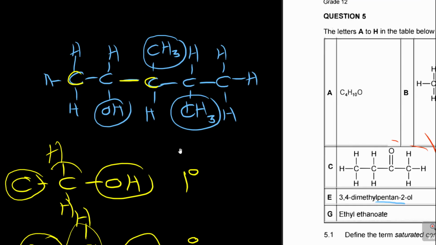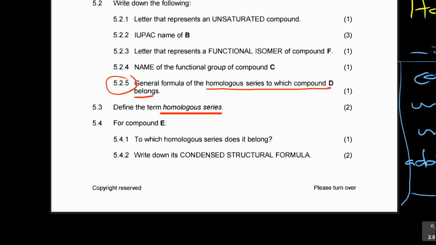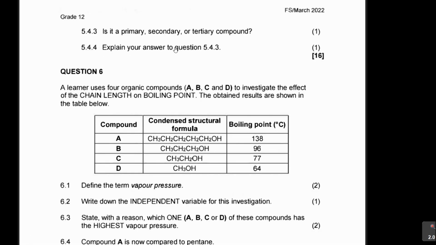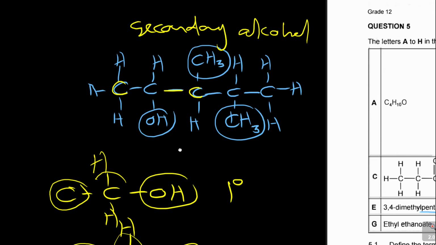So 1 carbon, 1 degree, 2 carbons, 2 degree, 3 carbons, 3 degree. So what is this one called? This is a secondary alcohol. All right. Then the next one is not that. And then they're saying, explain your answer in question 5 point that. How to explain that? From this, actually, that was what I was doing to explain the answer.